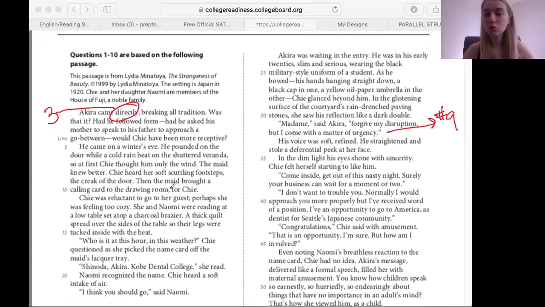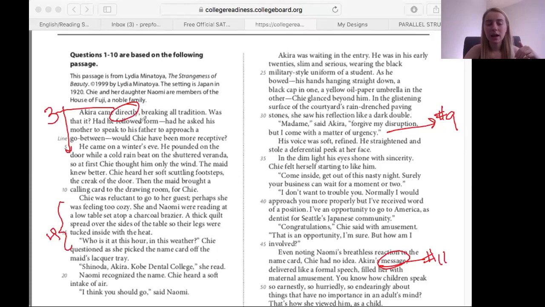So before even reading my passage, it should look like this. Maybe this will be maybe question number 4. Maybe this one is question 11. So it's going to look something like this. It's not going to have every single number because some don't have a line reference, but some do have a line reference. So it's going to look something like this. Now watch what happens. When I read, now I'm going to go ahead and answer my questions. So I'm going to start reading and say, Akira came directly, breaking all tradition.